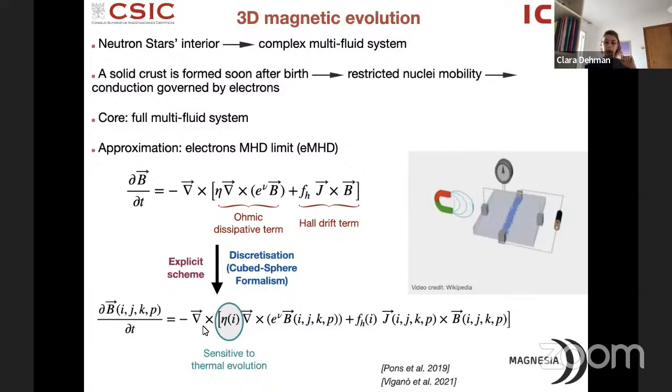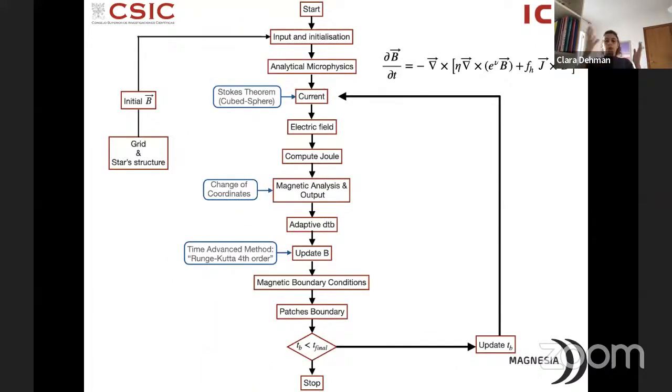Now, to solve this equation, we need to follow some logic. So basically, the first thing we need to do is to initialize our system and to give input. We have been speaking about this cubed sphere grid, so we need to construct our grid. At this level of the development of the code, since we are not yet using any realistic microphysics, we are not using any equation of state to construct the structure of the star. That means that what we have for the moment is like a metallic ball, not more.